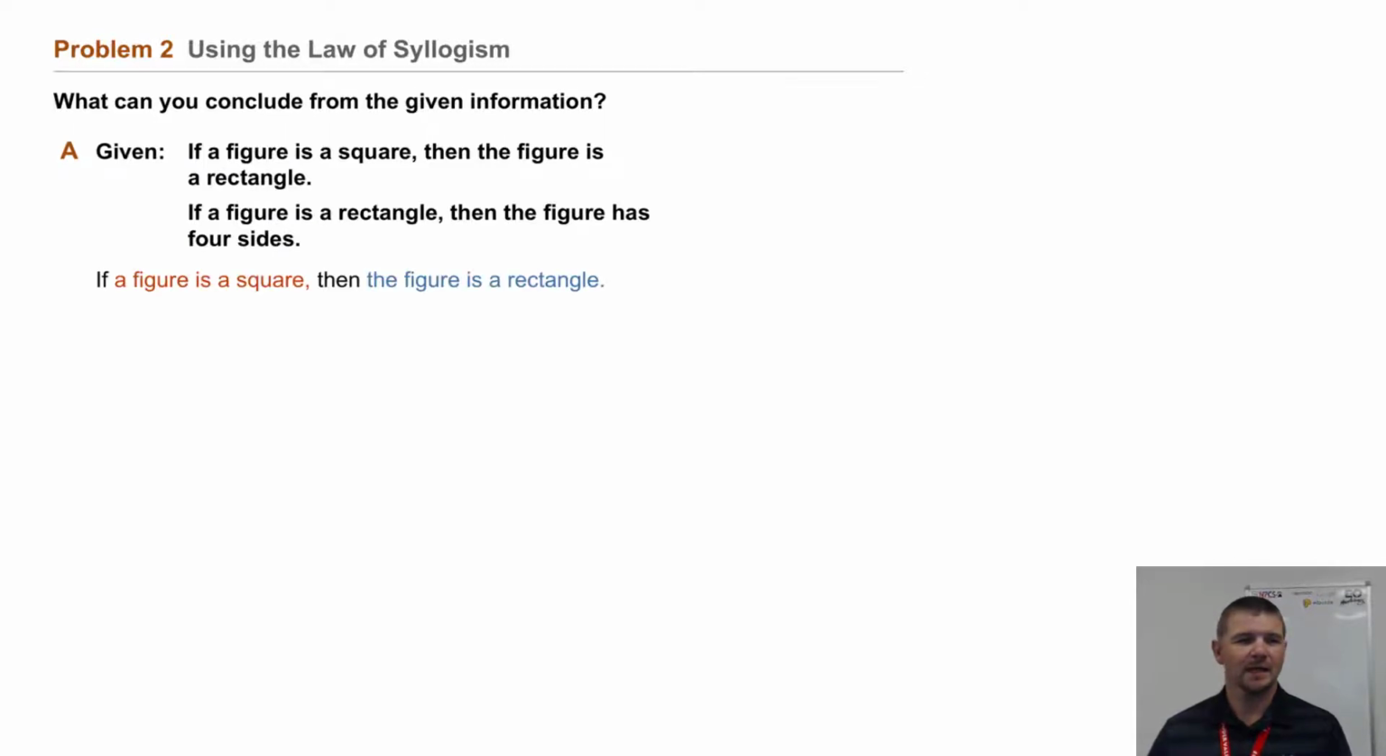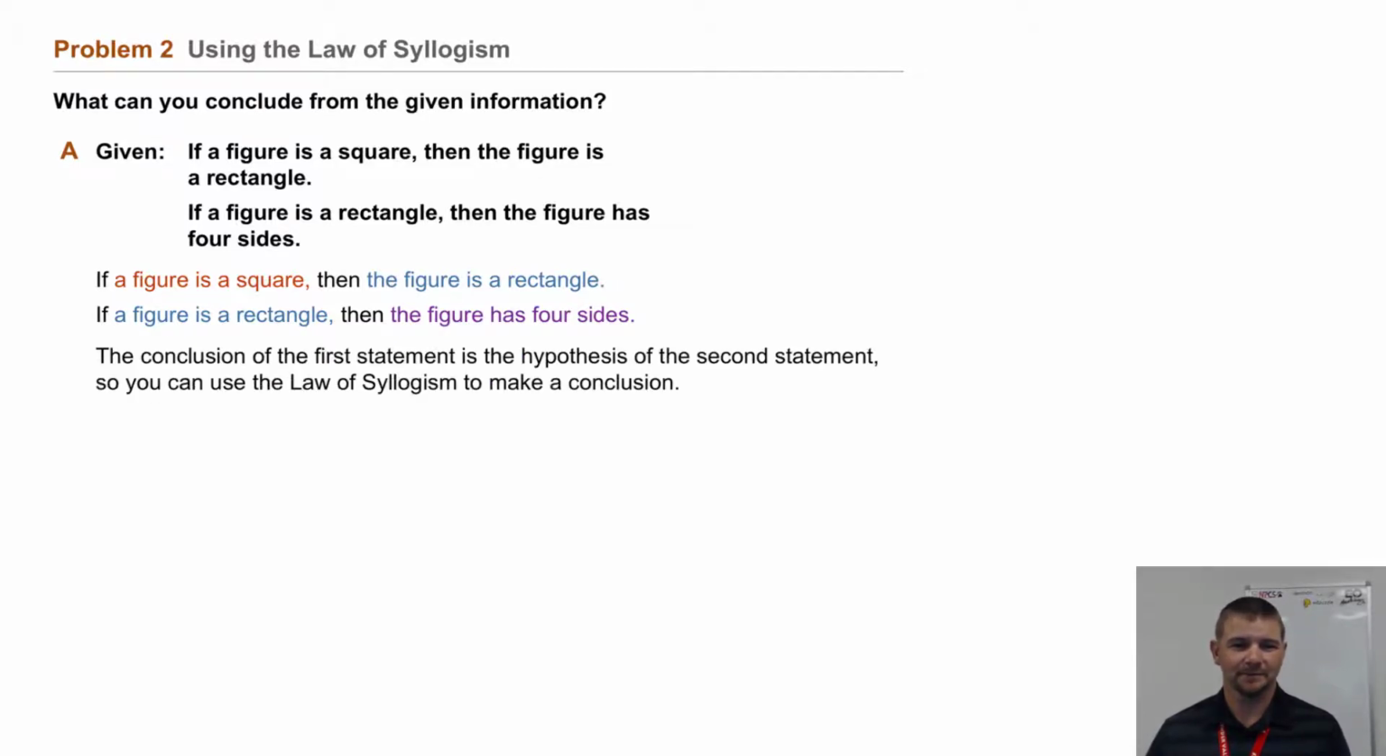So our statements, if a figure is a square, then the figure is a rectangle, and if a figure is a rectangle, then the figure has 4 sides, are related so that we can use the law of syllogism. Note that the conclusion of the first statement is the hypothesis of the second statement. So you can conclude, using the law of syllogism, that if a figure is a square, then the figure has 4 sides.